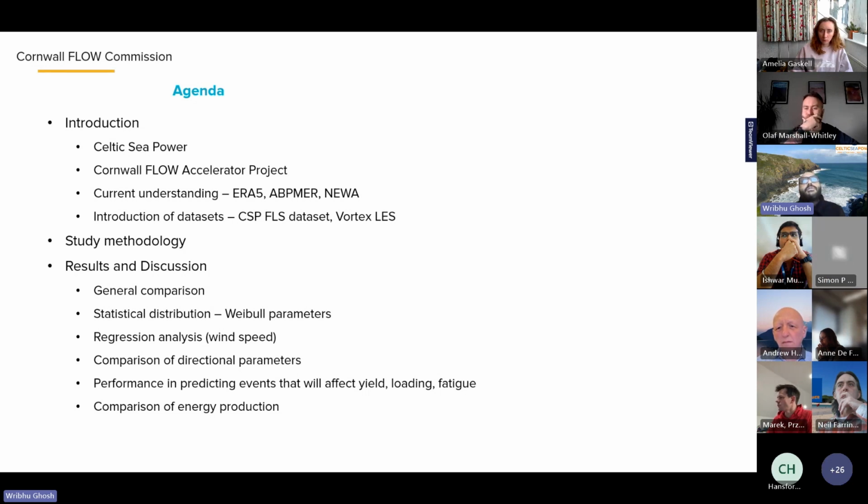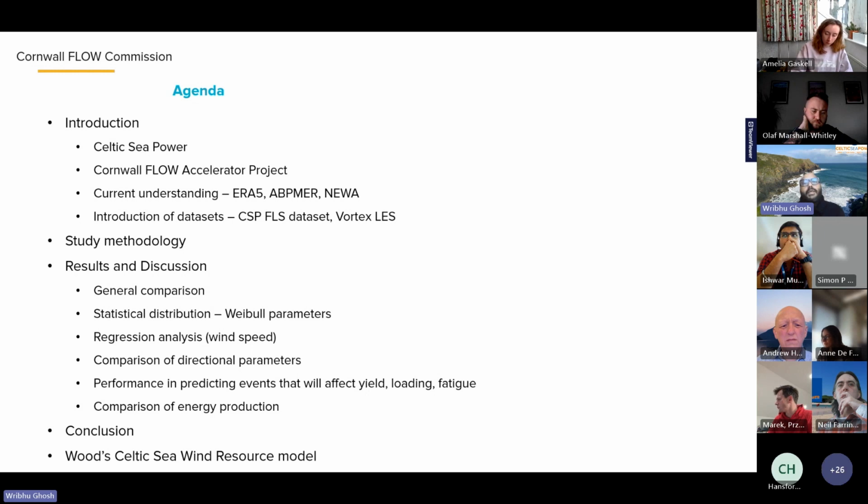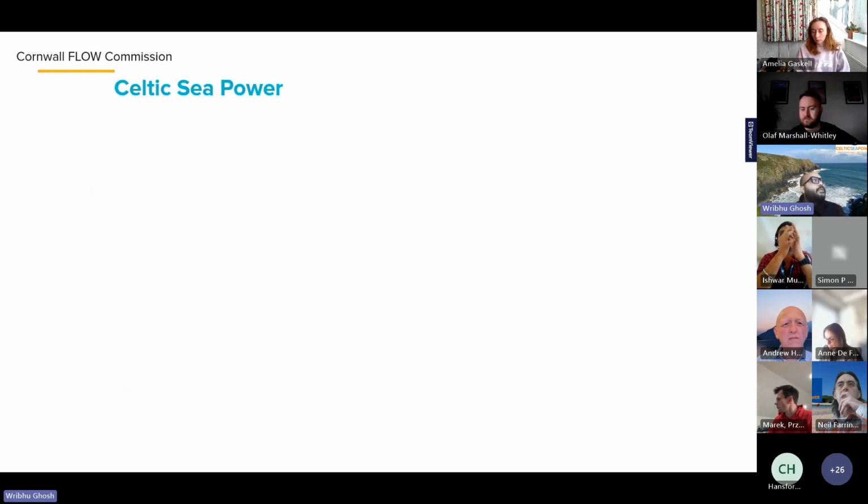Since this was mainly focused on de-risking early stage development risk, everything will be evaluated based on energy production. And then we'll have a conclusion, and this will then lead to Wood's presentation on the wind resource model that they have performed with the data sets.